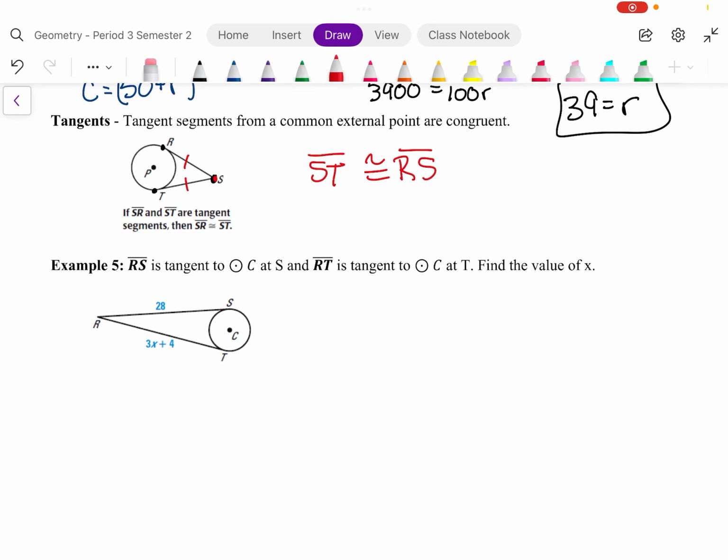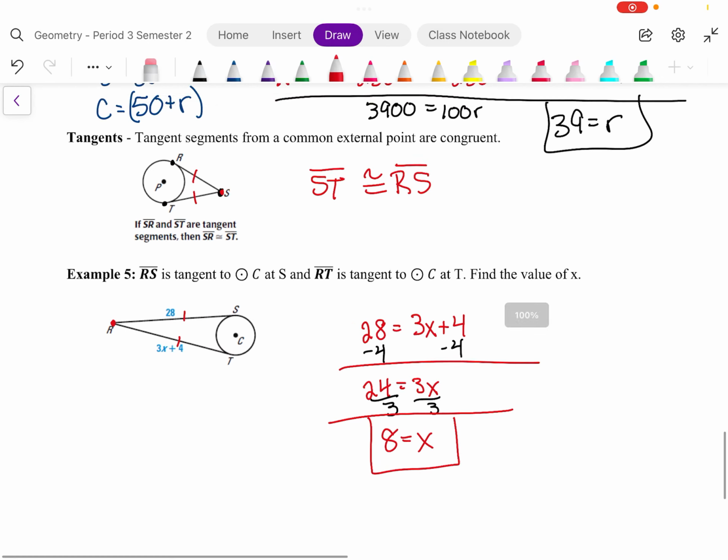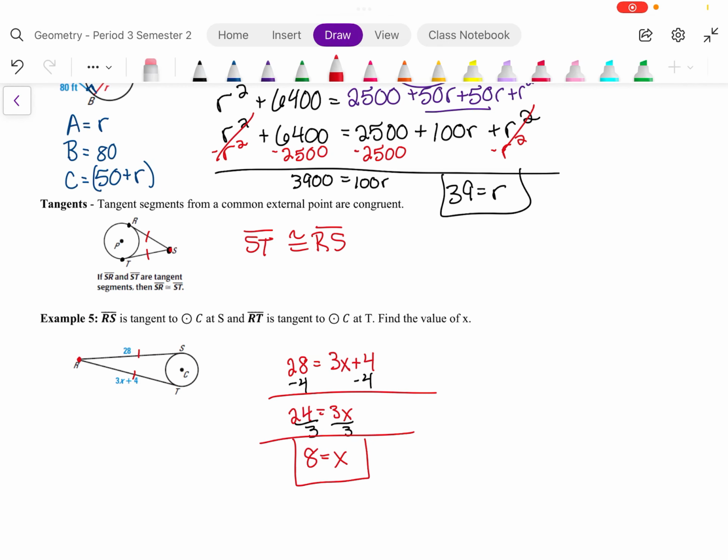Using that information, we can do example 5. So RS is tangent to circle C, RT is also tangent. So because they both come from point R, we know that 28 has to be equal to the 3x plus 4. And we can go ahead and solve this equation. Subtract 4 on both sides, and we get 24 equals 3x. And lastly, we're going to divide both sides by 3. And when we do that, we get x is equal to 8. And that's our final answer.